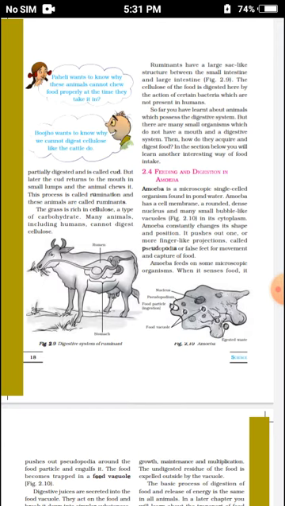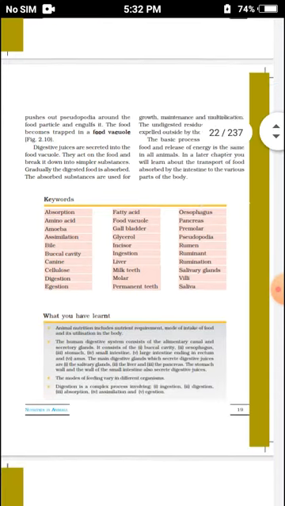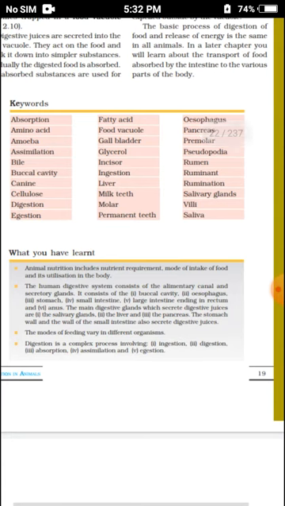Now we have the feeding and digestion in amoeba. As we know, amoeba is a microscopic and unicellular organism in which all the functions of life take place in a single cell. So whenever amoeba senses food around it, it pushes out one or more finger-like projections, which are called pseudopodia, and engulfs the food, and then the food is digested inside the food vacuole. Thus the nutrition in amoeba takes place in that way.